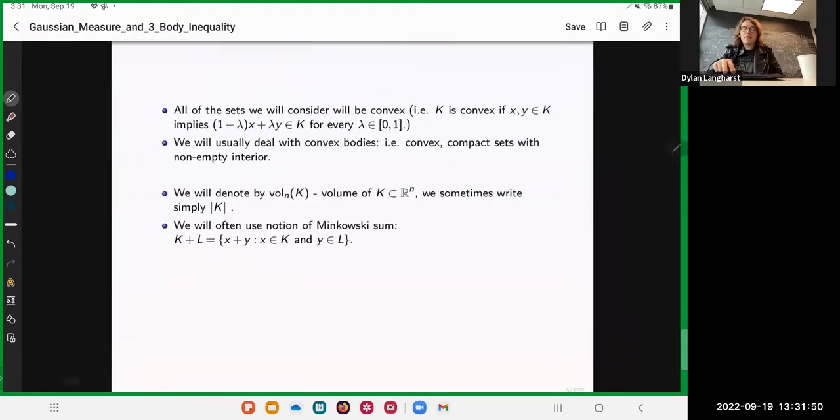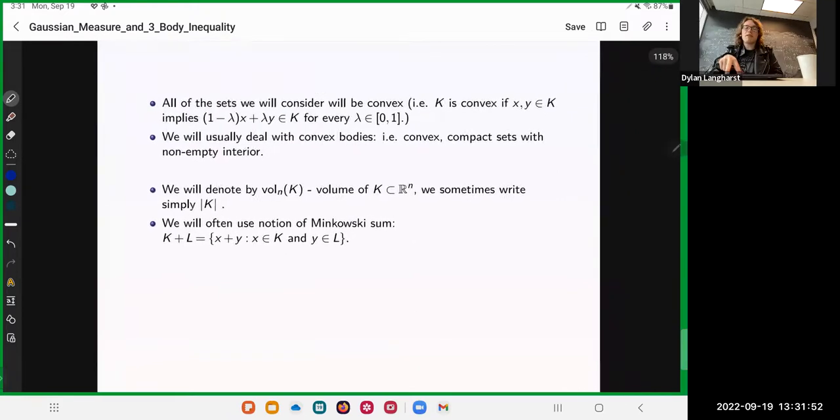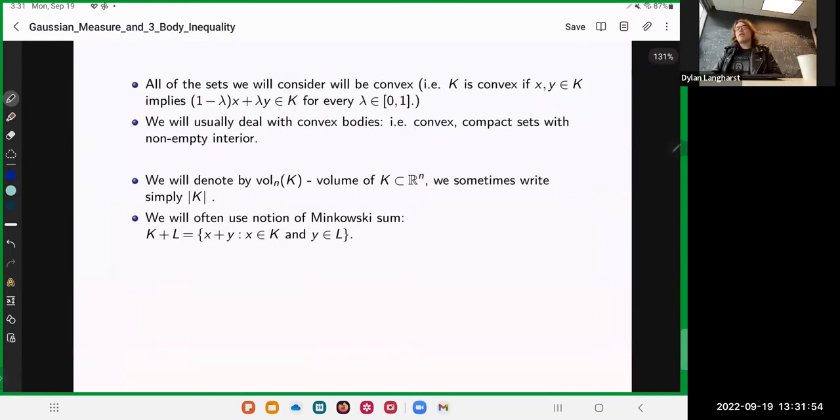So for notation, I'm going to denote the volume, subscript n, of K to be the volume of some Borel subset of R^n. So it doesn't have to be a convex body. And by volume, I mean Lebesgue measure. And maybe for simplicity, I might just use absolute value signs.